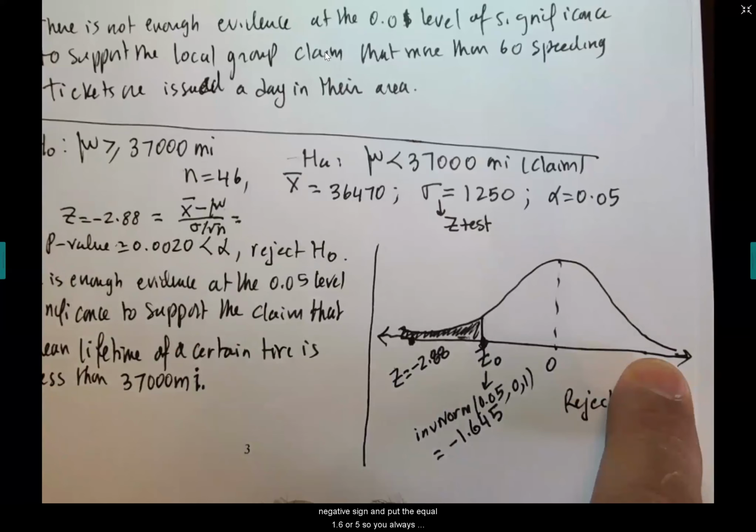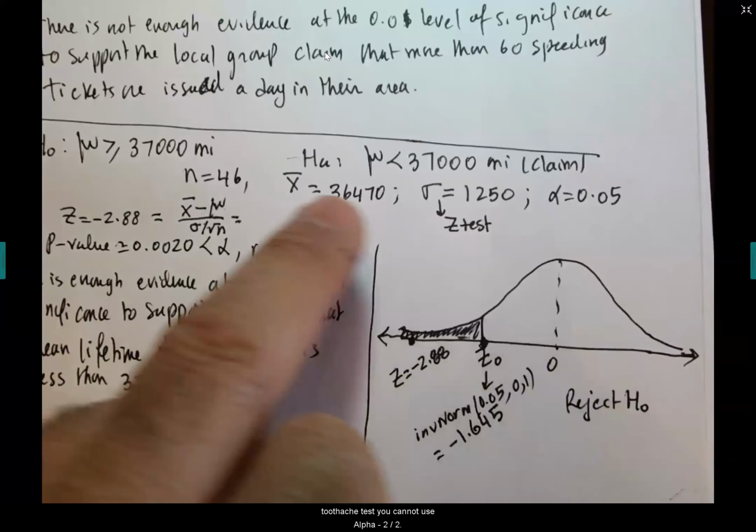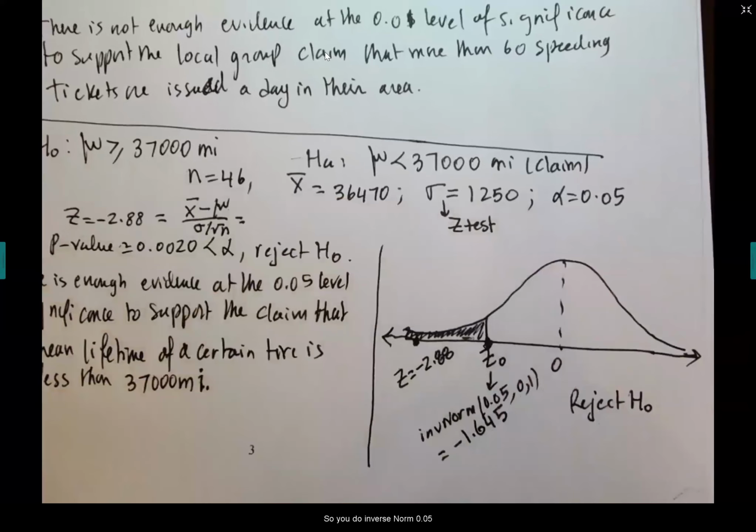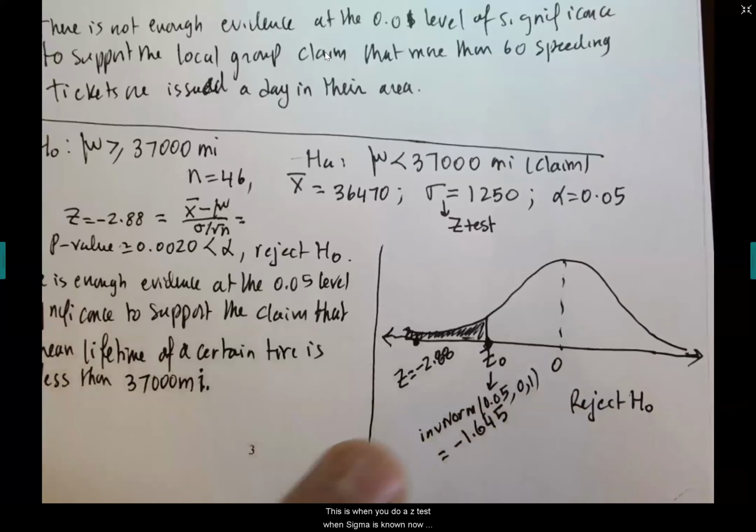So you always can use alpha. The only difference is when you have a two-tailed test, you cannot use alpha. You have to divide it by 2. So you do inverse norm 0.05 divided by 2, comma 0, comma 1. This is when you do a z-test, when sigma is known.